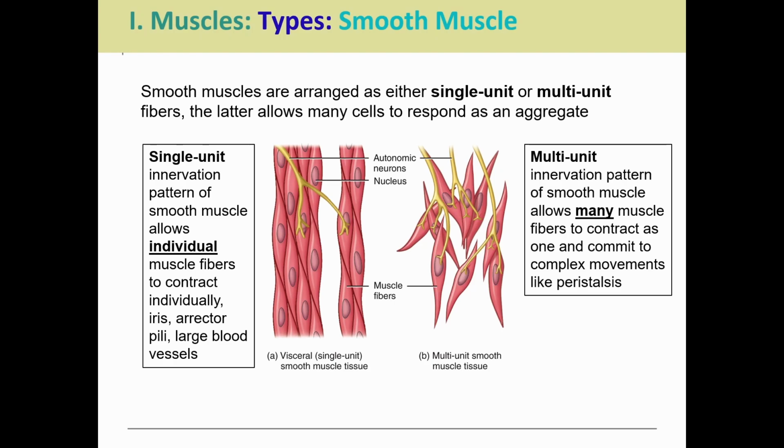Now we can be a single unit or a multi-unit fiber. And so single unit right here, we see there's a pattern that allows the individual fibers to contract. So like in the iris, the erector pili attached to your little hairs on your arm, in your blood vessels, whereas multi-unit innervation, we have a lot of different neurons that are linking up with the smooth muscle, and so multiple muscle fibers can contract as one for more complex movements like peristalsis. So single unit is good for small, simple things, like we just want to stand a hair on its end, versus we want to move all this food through the gut.